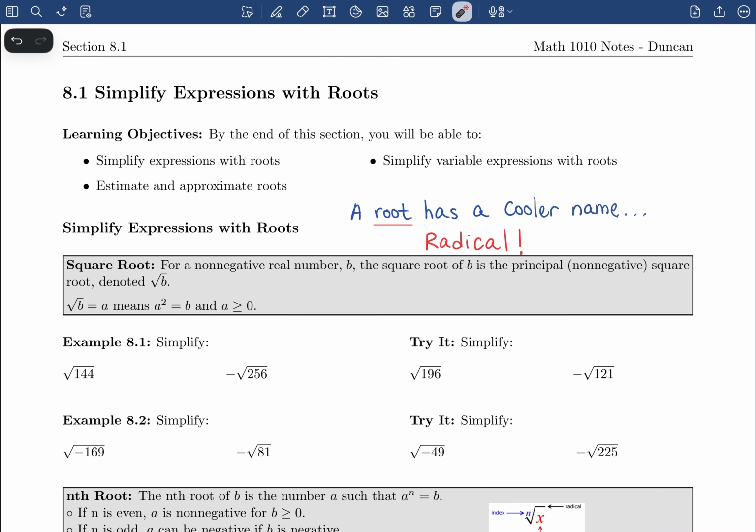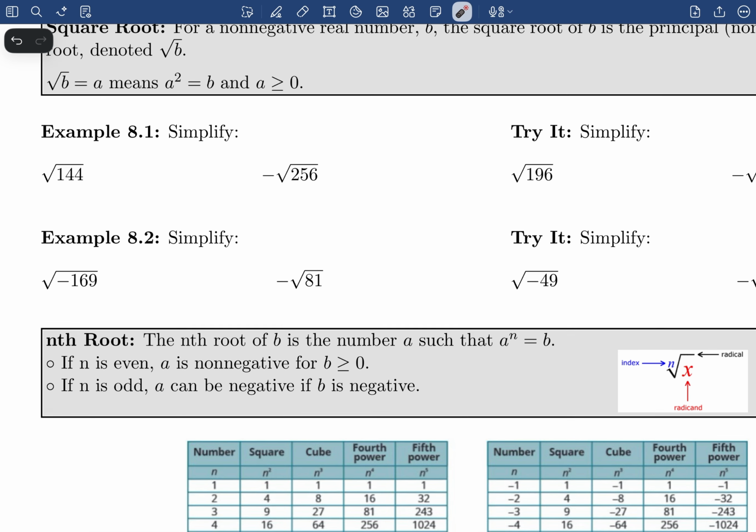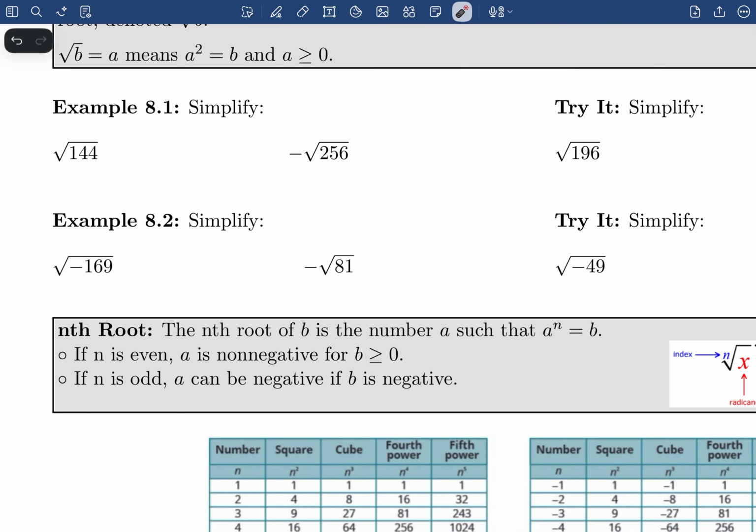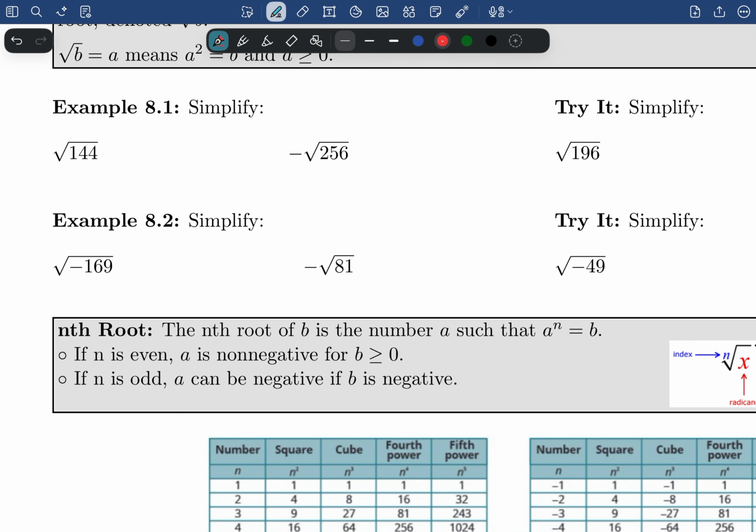Great. Going back to our lesson, let us dive into some examples. Example 8.1 says simplify the square root of 144. So you know that 144 is 12 squared. That's one of your perfect squares on the list. So the square root of 12 squared is equal to 12. Great.